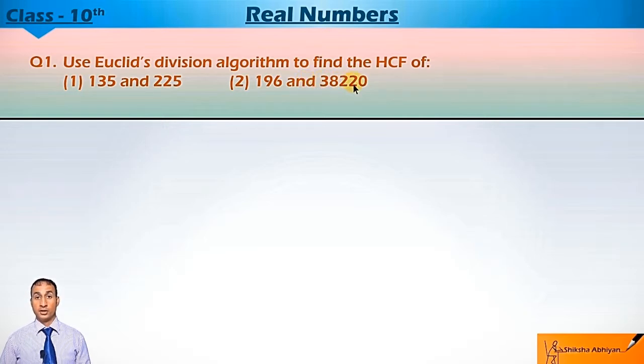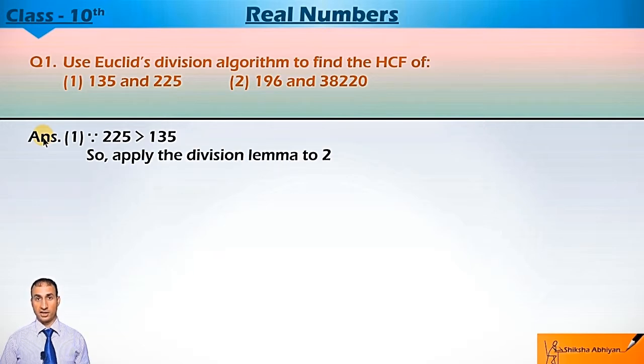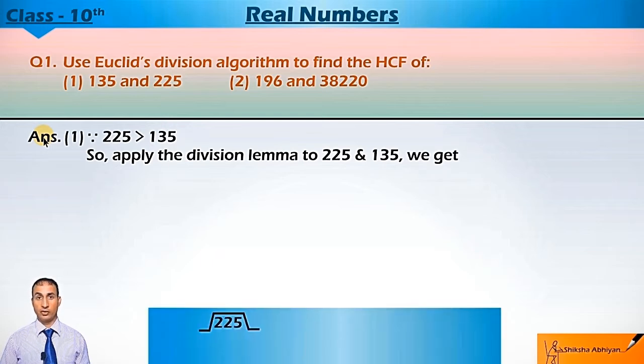38,220. Student, मैंने आपको इस तरह के example already कराए हैं, तो हम अब इसका HCF निकालते हैं. So since 225 is greater than 135, so apply division lemma to 225 and 135. Take 225 को हम क्या लेंगे, dividend, and 135 lesser को divisor.